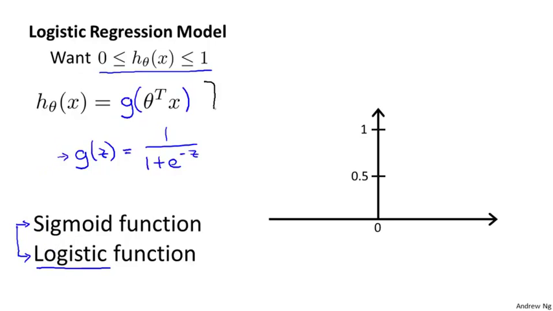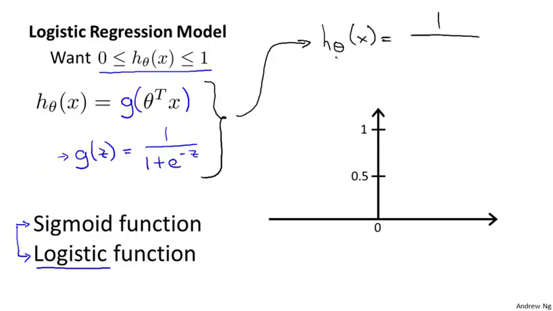So the two terms are basically interchangeable, and either term can be used to refer to this function g. And if we take these two equations and put them together, then here's just an alternative way of writing out the form of my hypothesis. I'm saying that h of x is 1 over 1 plus e to the negative theta transpose x. And all I've done is take this variable z, a real number, and plug in theta transpose x, so I end up with theta transpose x in place of z there.